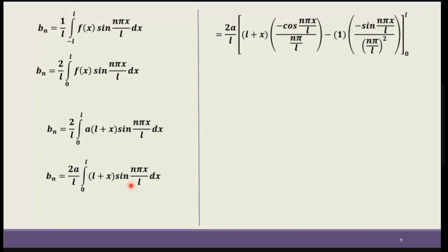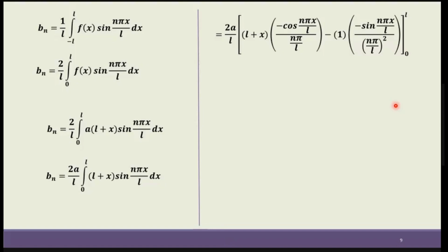तो फर्स्ट टर्म आ जाएगा u इंटेग्रल v. साइन का इंटीग्रेशन माइनस कॉस माइनस इसका डेरिवेटिव l इज अ कांस्टेंट, सो l प्लस x का डेरिवेटिव 1. इसका इंटीग्रेशन इज माइनस साइन n pi x by l upon n pi by l the whole square between the limit 0 and l. Put x is equal to l and x is equal to 0.